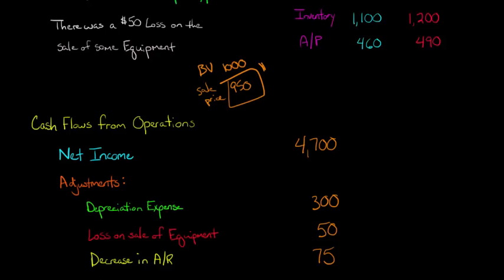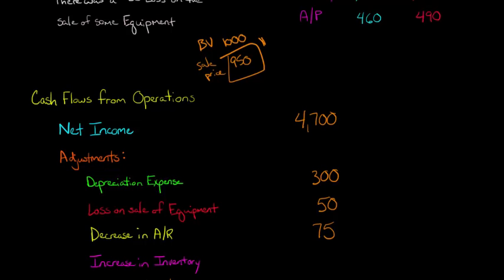So that's going to be what we call a use of cash, right? So we think of this 75 with the decrease in accounts receivable, that's a source of cash. We can think of this increase in inventory as us actually using cash. Now, why, you say, is it a use of cash?